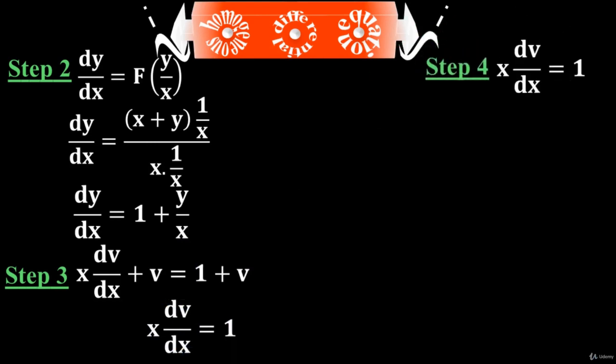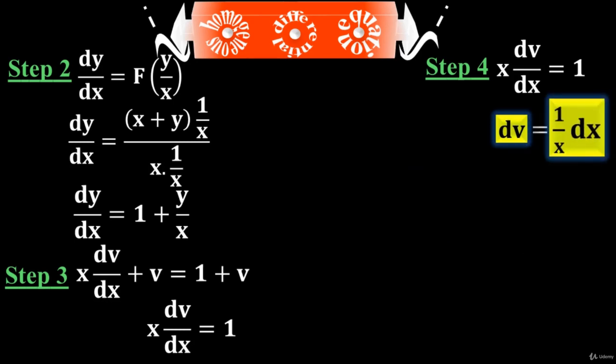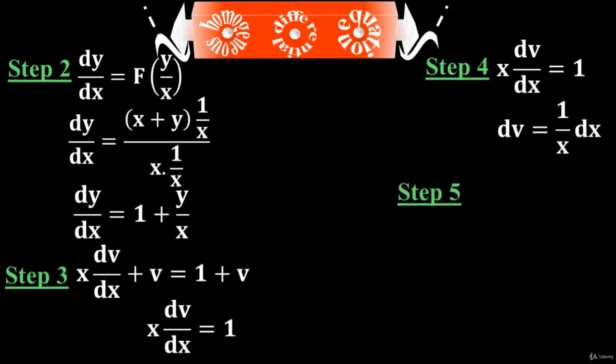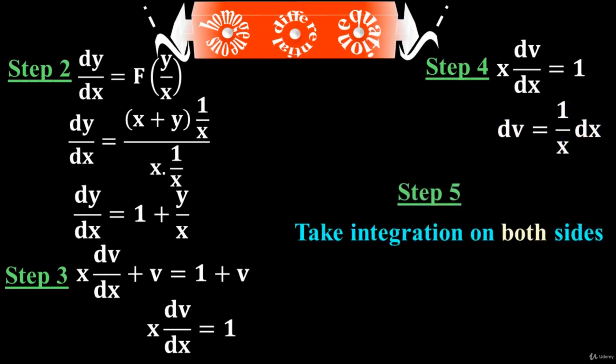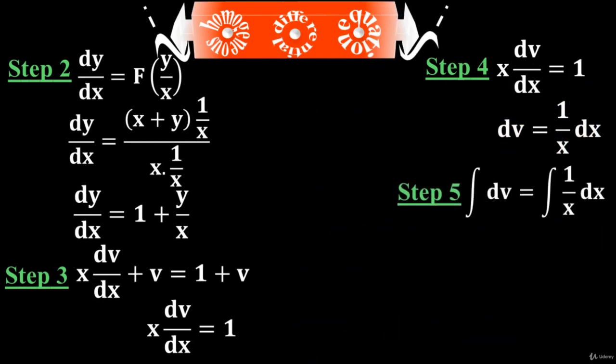Step 4. Separate the variables. Bring the x variable to one side and the v variable to the other side. I have the v variable on the left side and the x variable on the right side. I just separated the variables. Step 5. Take the integration on both sides. Integral of dv equals integral of 1 over x dx. Integral of dv is v and integral of 1 over x is natural log x plus c.